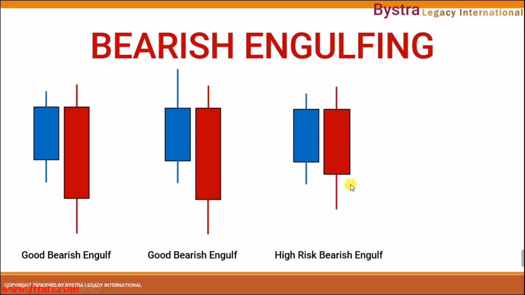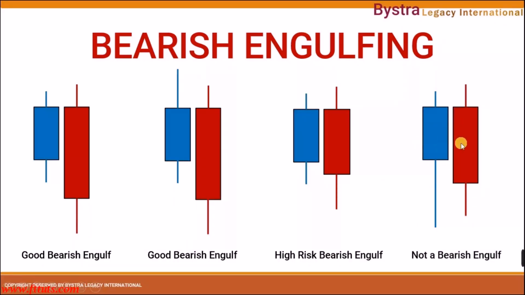Now let's look at this high risk bearish engulf. As we can see, this bearish candle only engulfed the body of this bullish candle. However, it doesn't engulf the shadow or the wick. It could be that there's a strong buyer rejection from the bottom. Therefore, this is still considered a high risk bearish engulfing.